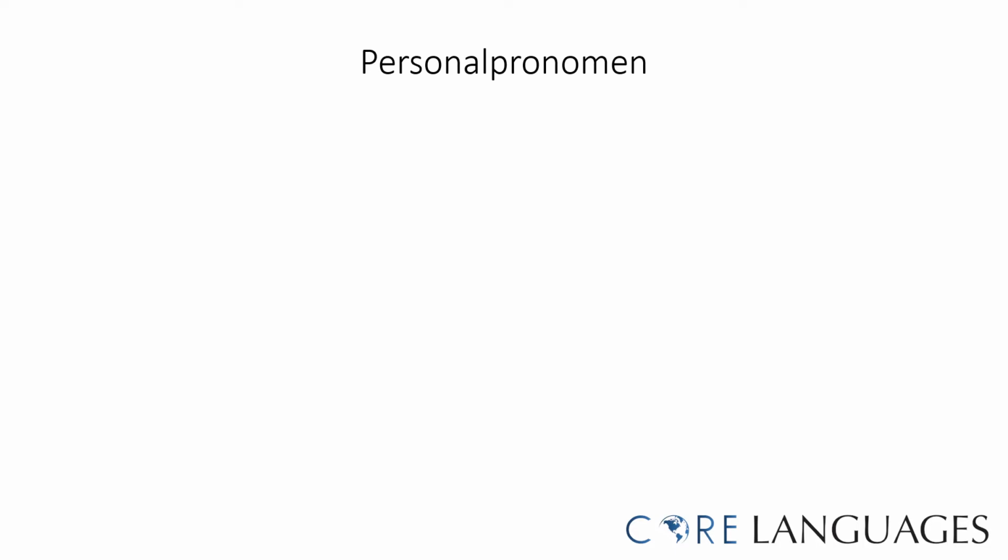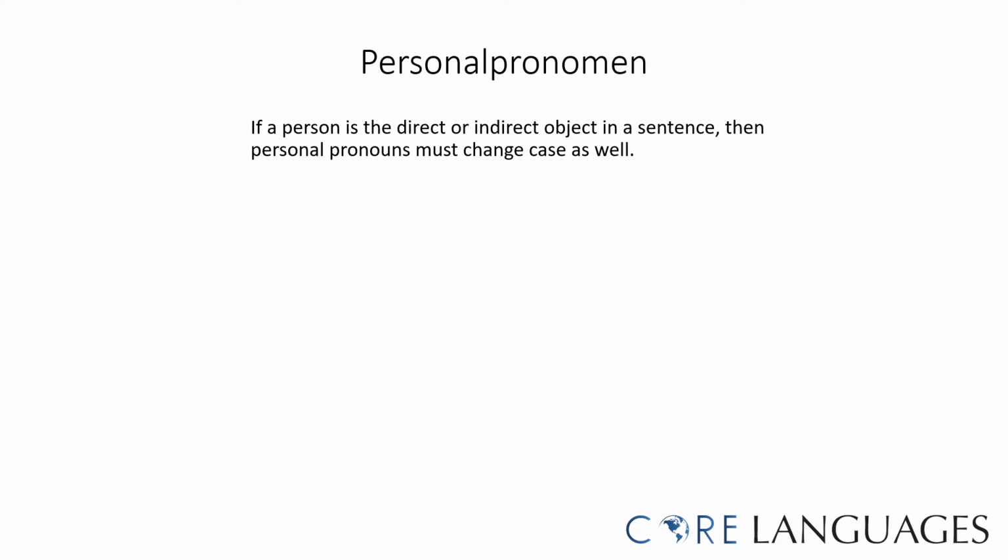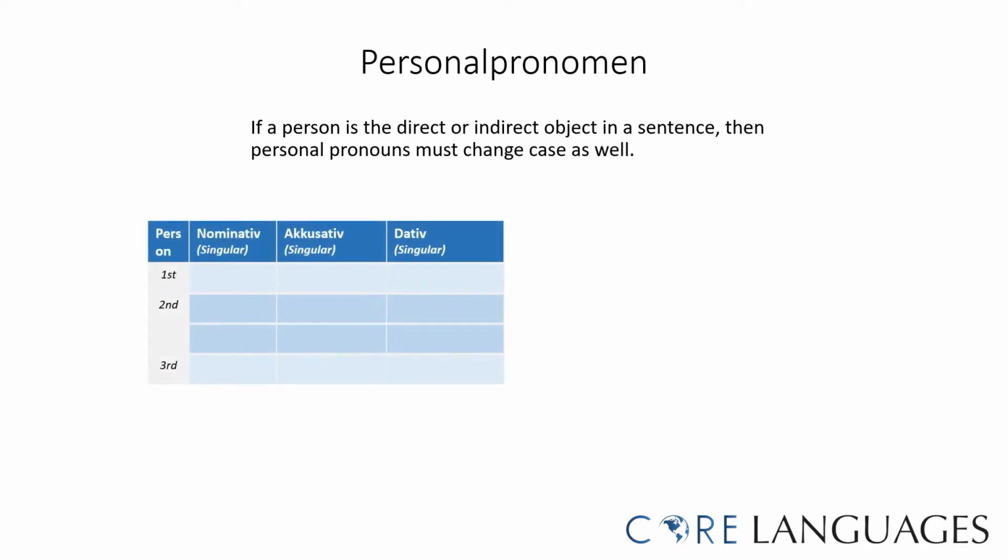Each of the 4 cases comes with its own set of definite and indefinite articles and possessive adjectives. A person can also be the direct or indirect object in a sentence. Then we need to use the appropriate pronouns for the different cases. Ich is always the nominative case. When you see ich in a sentence, it means it is the subject of the sentence. The direct object is mich, and the indirect object is mir.